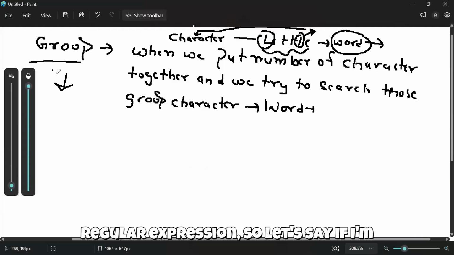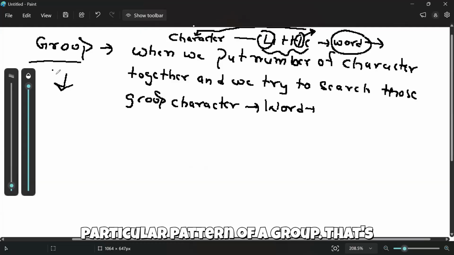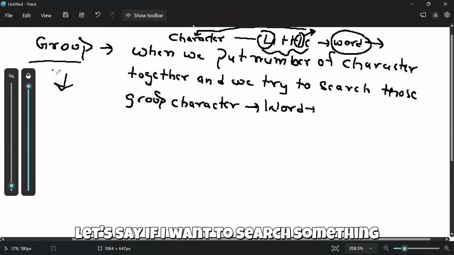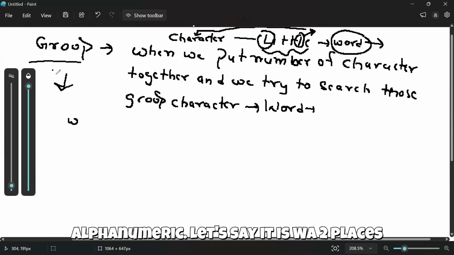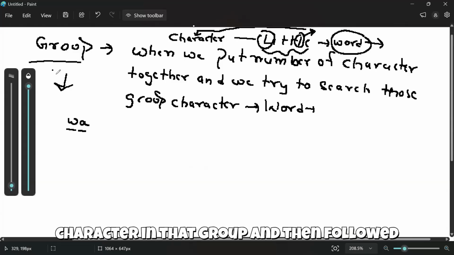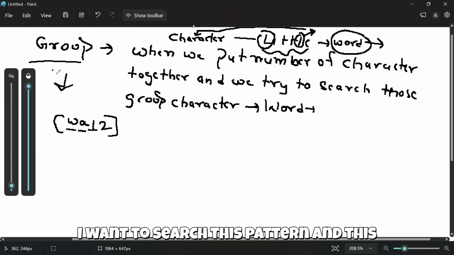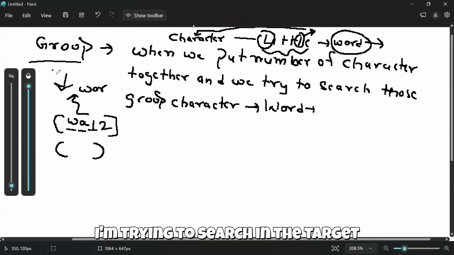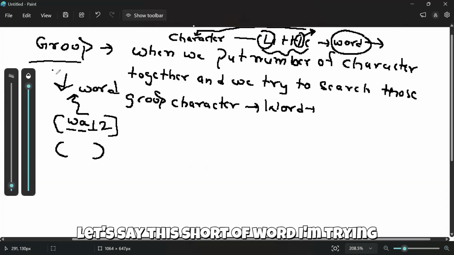So if I'm trying to find a particular pattern, a particular group, that's where the concept of group kicks in. Let's say I want to search for a word that should be alphanumeric, with two letters in that group followed by two digits. I want to search for this pattern, this sort of word, in the target string.